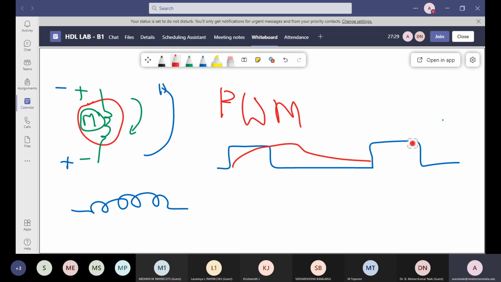Again, the next pulse is coming after some time. When the next pulse is coming after some time, that energy is being stored in the coil, and because of the storage of energy, the motor will keep running. So don't think that when we apply a pulse, the motor will run, and when we stop the pulse, the motor will turn off. It is not that way.